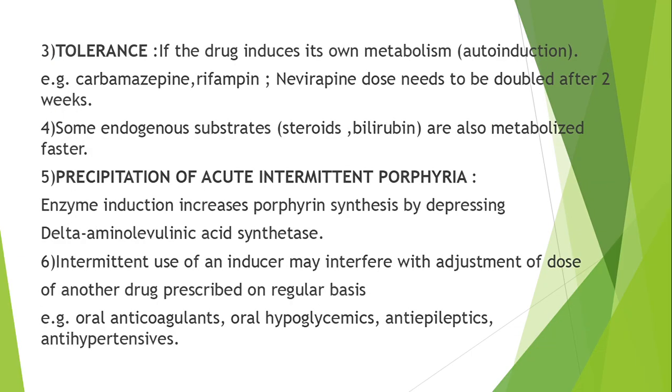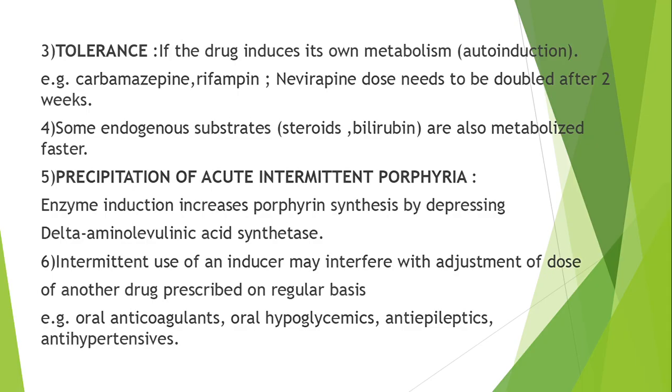Then coming to tolerance. If the drug induces its own metabolism, it is called autoinduction. For example, with carbamazepine, rifampicin use, the nevirapine dose needs to be doubled after 2 weeks. Some endogenous substrates like steroids and bilirubin are also metabolized faster.